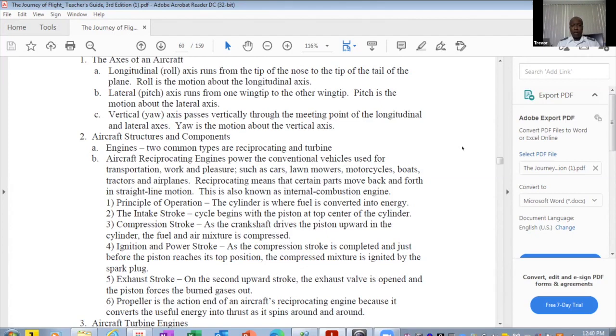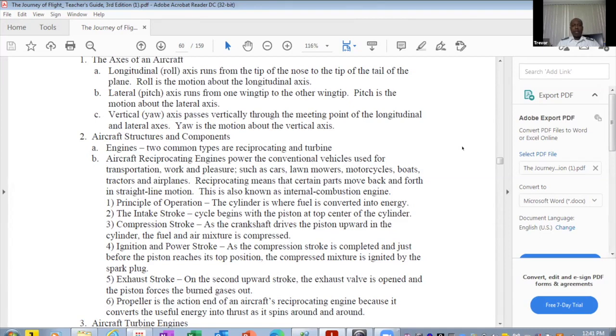The cylinder is where fuel is converted into energy. So we have what is called an intake stroke. When you look at the piston, as the piston moves from top dead center to bottom dead center, it creates a vacuum. So it sucks air into the cylinder. The intake stroke begins with the piston at top dead center.